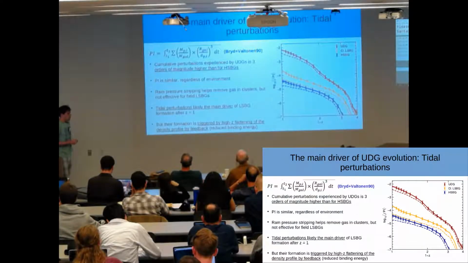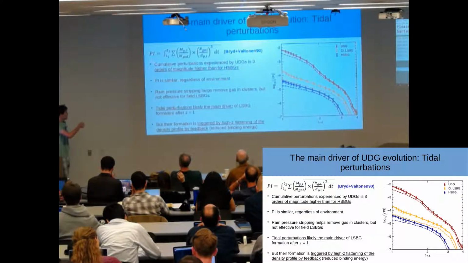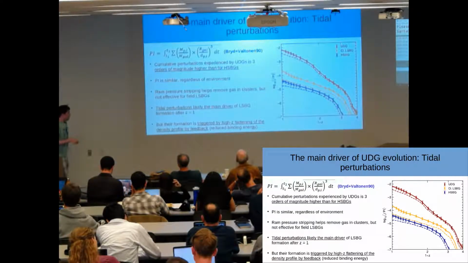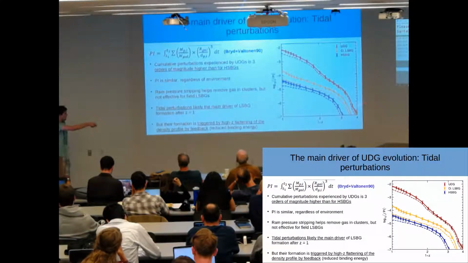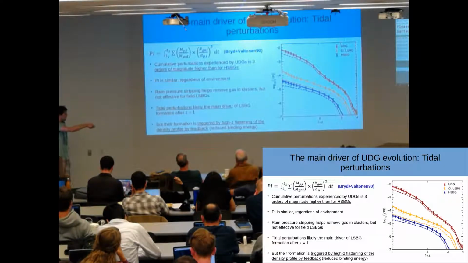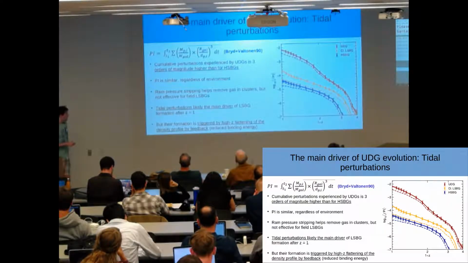The other part of the story is the tidal field. If we look at the perturbation index, basically if a more massive galaxy comes closer to the object of interest, then the perturbation index is high. And if we look at the cumulative perturbation index, for UDGs it's about 3 orders of magnitude higher than for HSB galaxies.